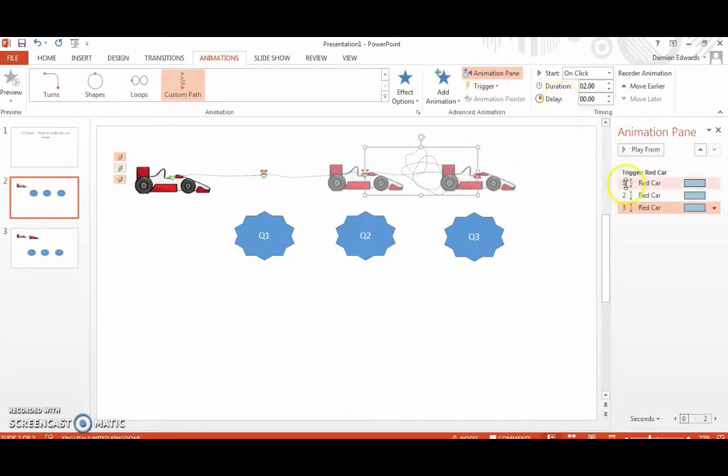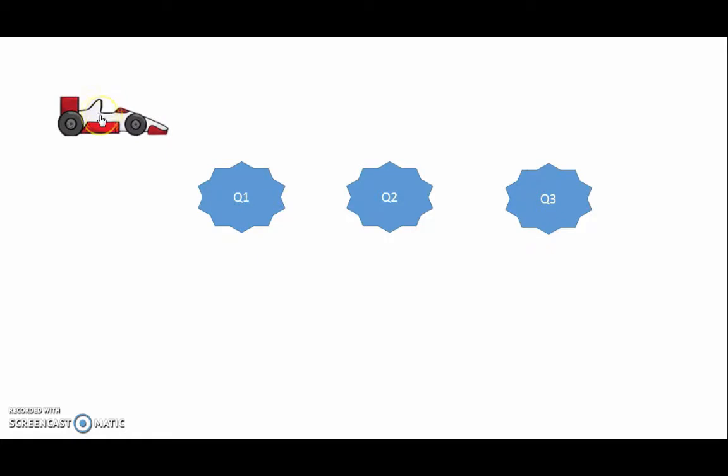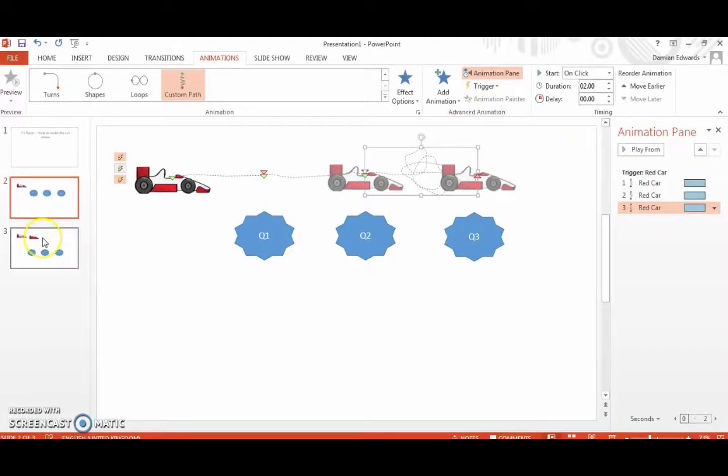So you can see here it's got first click, second click, third click, or third trigger. So trigger 1, 2, and 3. Just double check it works. So first question, they get it right, it moves to the first one. Second question, moves to the second one. Third, moves to the third one. But obviously in the game, that isn't particularly engaging. It's just moving along in a straight line.